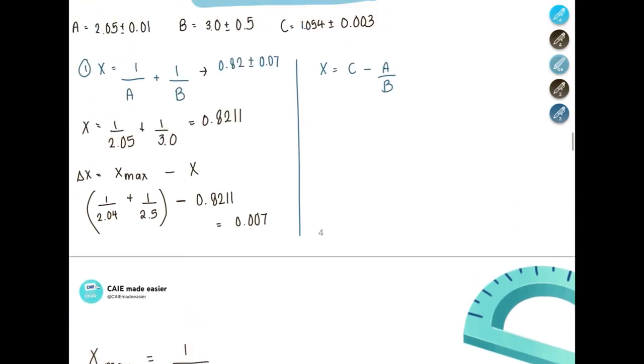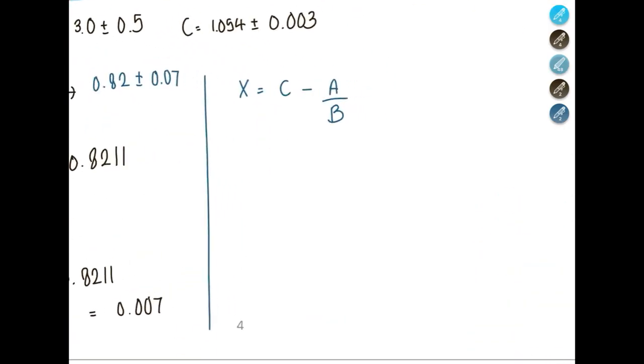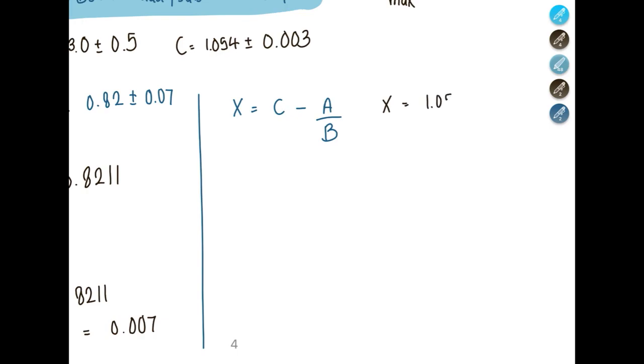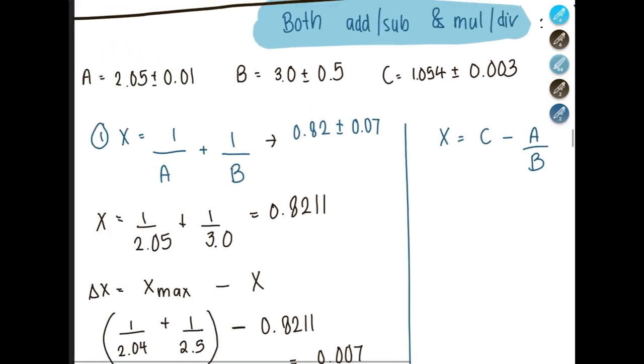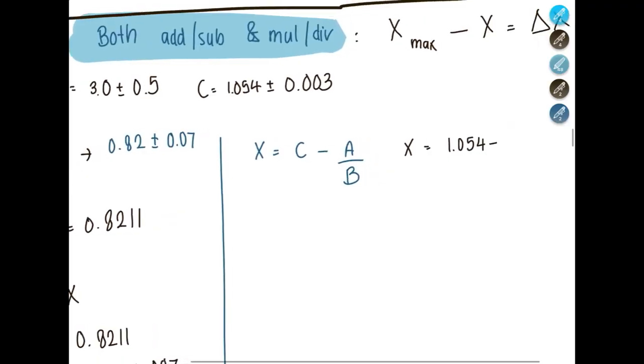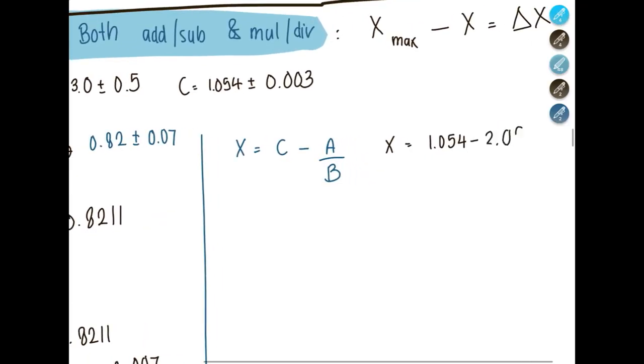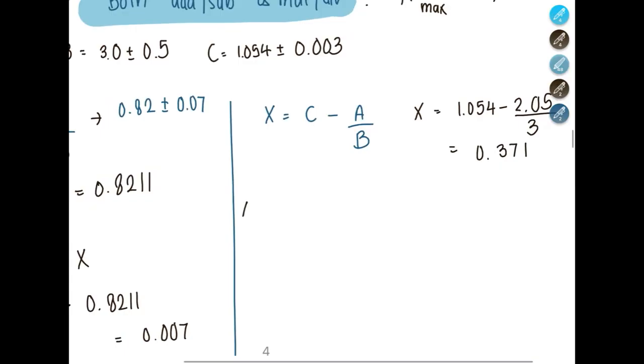In the second example, now we are subtracting it, okay? c minus a by b. First, let's find the value of x. x is c minus a over b. 1.054 minus a by b, 2.05 divided by 3. This equals 0.371. Now we have to find delta x equals x max minus x.